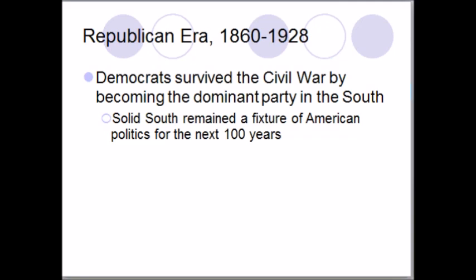And there was a shift. The Democrats were now located in the South, and they became known as the Solid South, remained a fixture of American politics for the next 100 years. Do the Democrats still control the South?